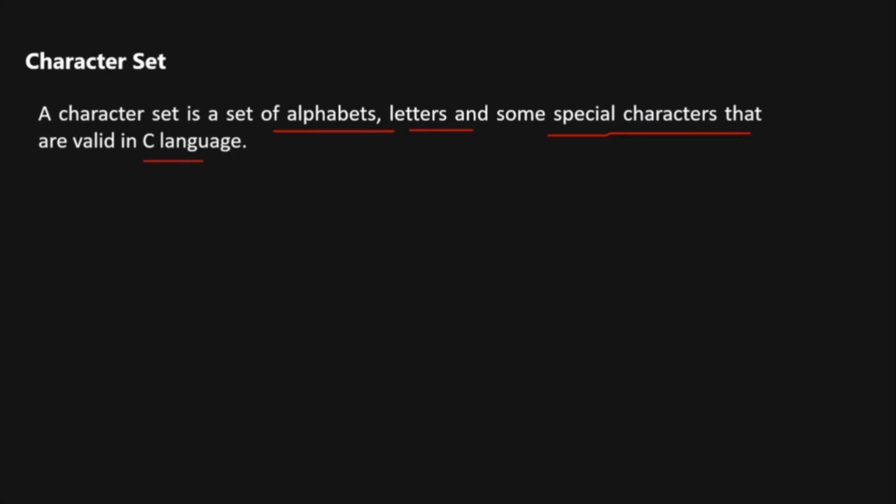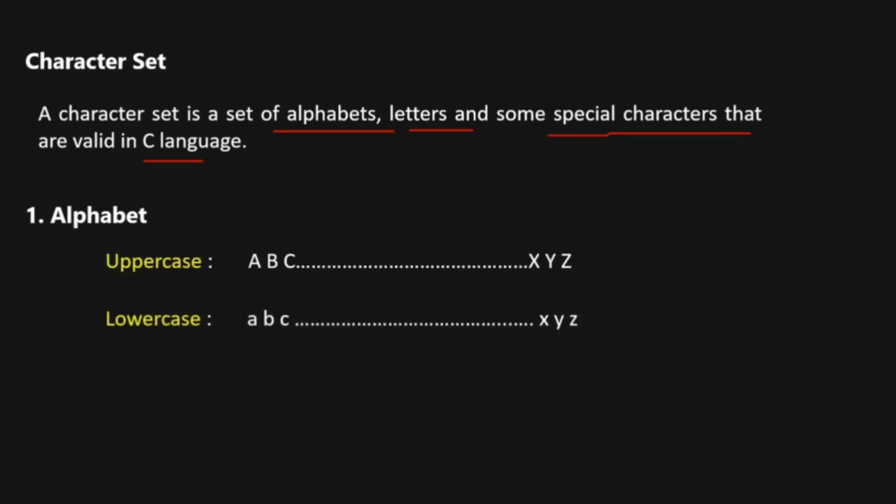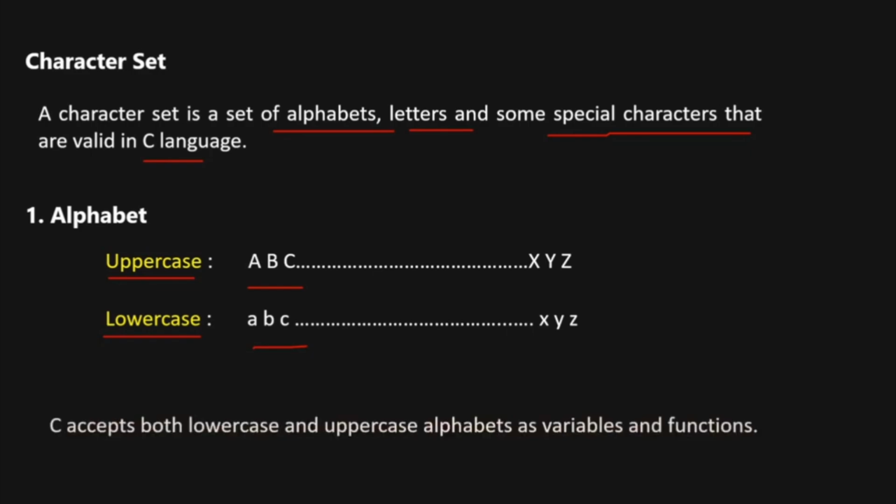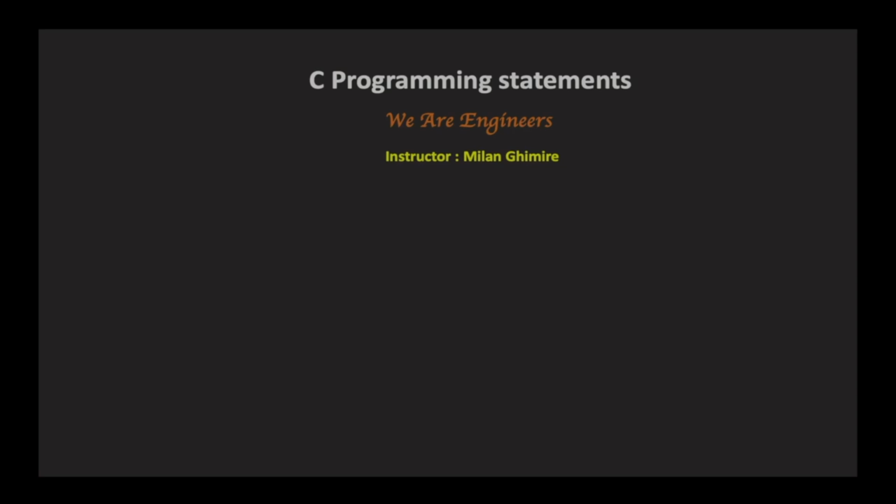First of all, alphabet. Here you can use uppercase A, B, C to X, Y, Z and lowercase as well. C programming is case sensitive, so if you write the same word in uppercase and lowercase, that will be two words in C programming. So it is case sensitive. You have to focus on this as well. C accepts both lowercase and uppercase alphabets as variables and functions that we will be discussing in our upcoming videos. Now let us discuss digits. That is obviously 0 to 9.